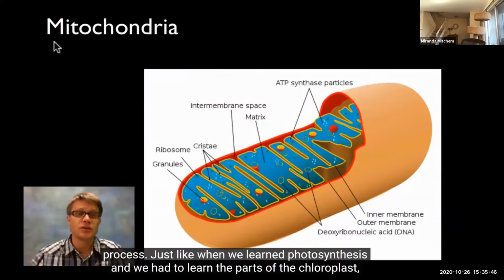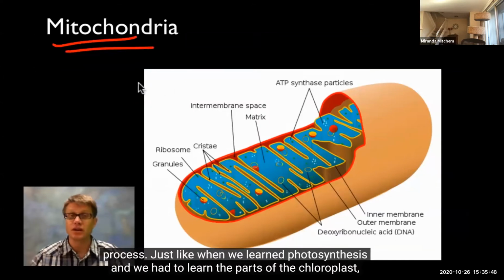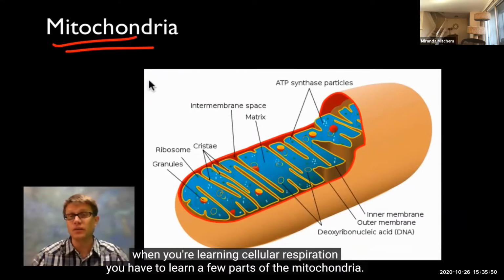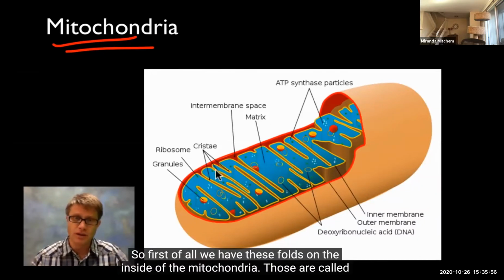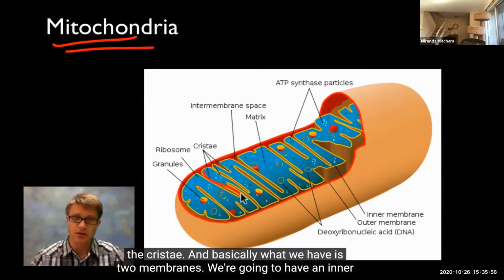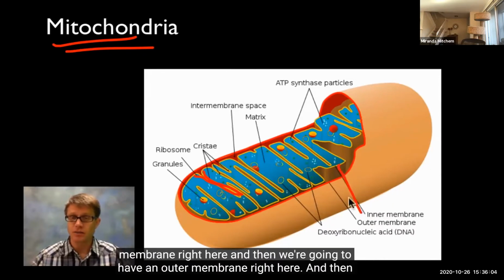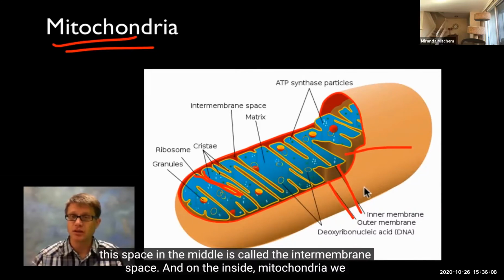Just like when we learned photosynthesis and we had to learn the parts of the chloroplast, when you're learning cellular respiration, you have to learn a few parts of the mitochondria. So first of all, we have these folds on the inside of the mitochondria. Those are called the cristae. And basically what we have is two membranes. We're going to have an inner membrane right here, and then we're going to have an outer membrane right here. And then this space in the middle is called the inner membrane space.